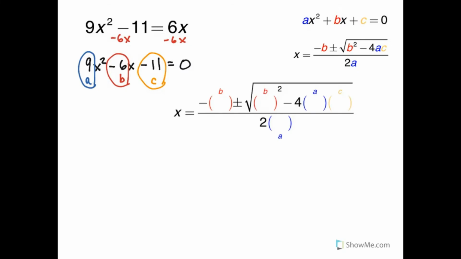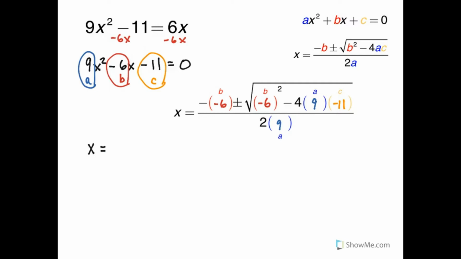Let's plug those coefficients into the right spots in the quadratic formula. Notice that we only use the coefficients. There are no x's in the quadratic formula. The quadratic formula is telling us what x is equal to. So B is negative 6, and A is 9, and C is negative 11. I filled it all in, and now I need to simplify.